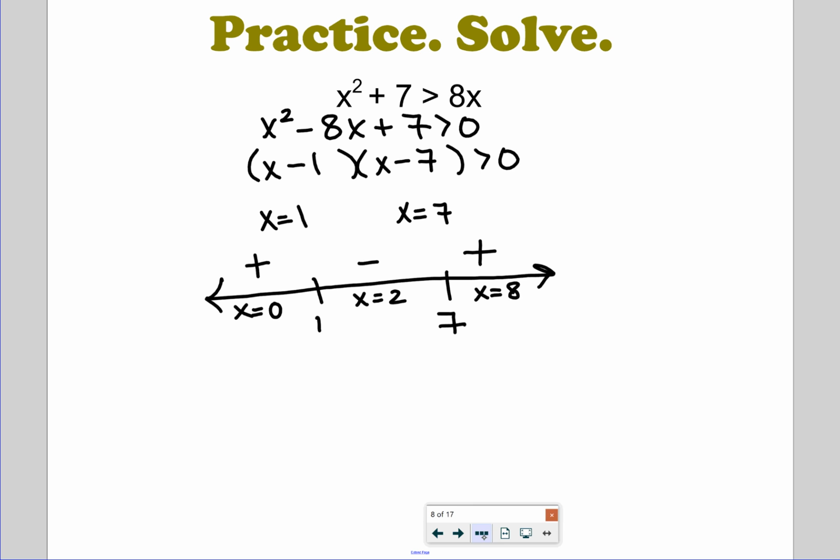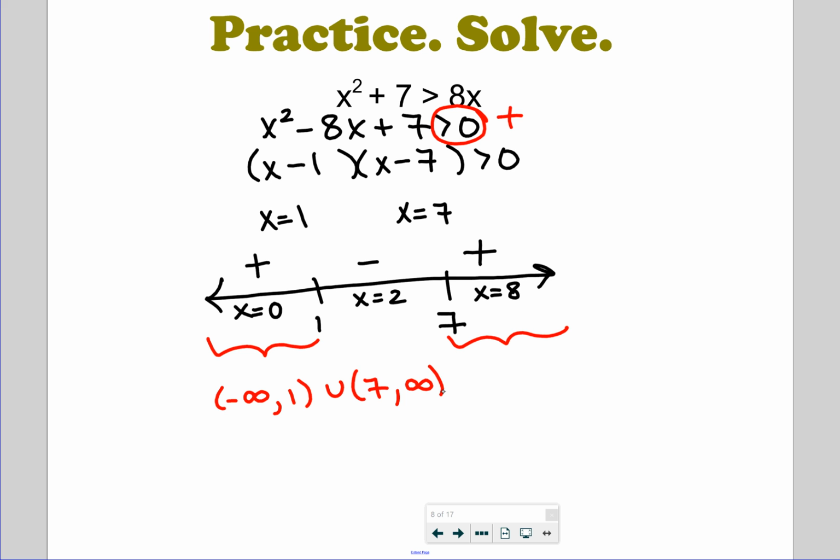From there, in this problem, you guys were looking for where it is greater than 0, so anything that's positive, but not including our breaking points because we're not equal to here. So we're including this interval and this interval. In interval notation, that would be negative infinity to 1 and 7 to infinity.